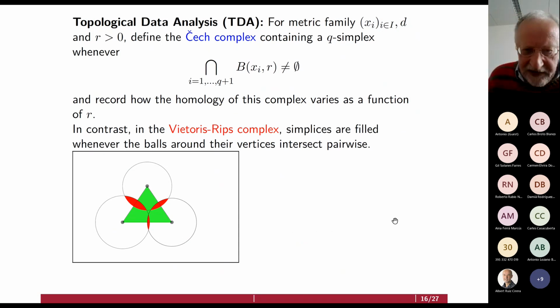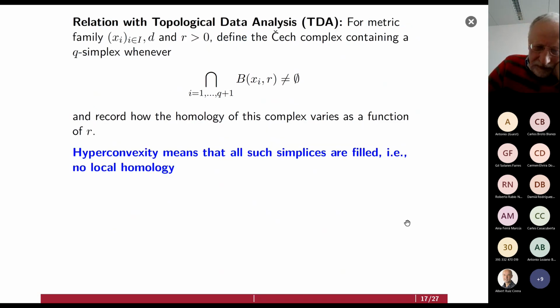So here we actually see it. Now, we have enlarged the radii a little bit so that we get a triple intersection. And then in the Čech complex, the triangle gets filled. But for computational simplicity in topological data analysis, one often works with the Vietoris-Rips complex, where you always fill simplices whenever you have the boundary edges. So now this is a relation with topological data analysis.